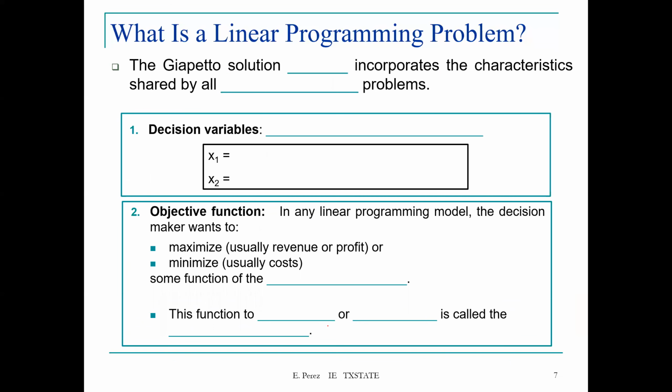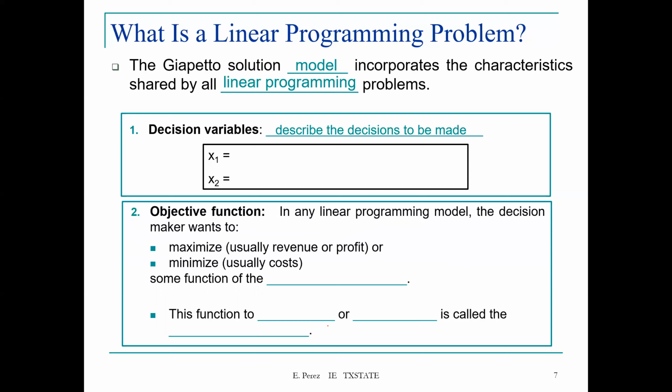So the Yapeto solution model incorporates the characteristics shared by all linear programming problems. Each linear programming problem will have 3 parts. The first part, which is usually what we try to define first, is called the decision variables, and they describe the decisions to be made.